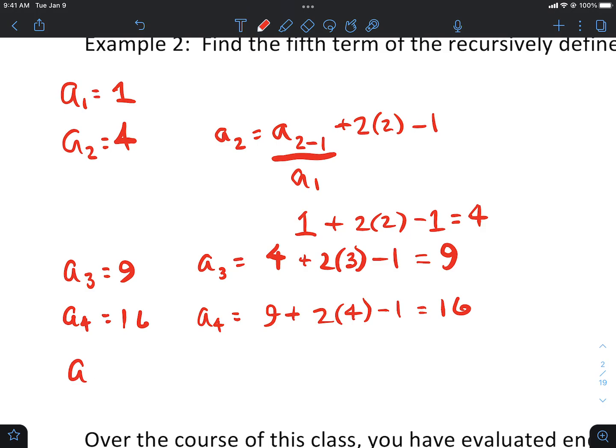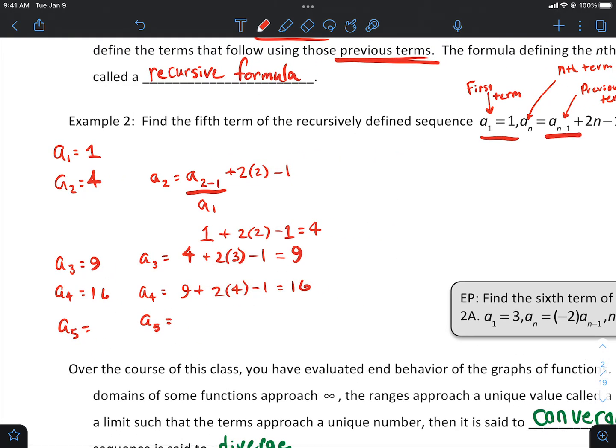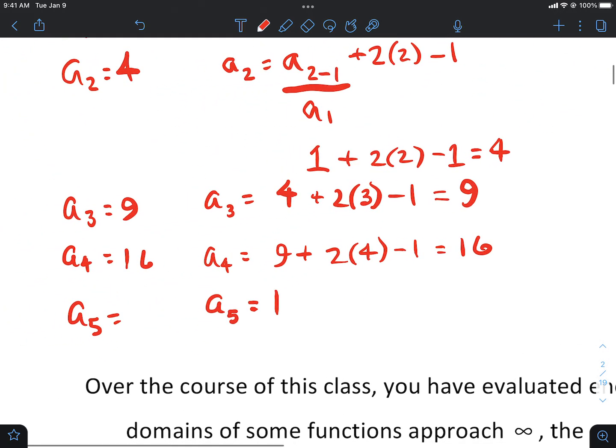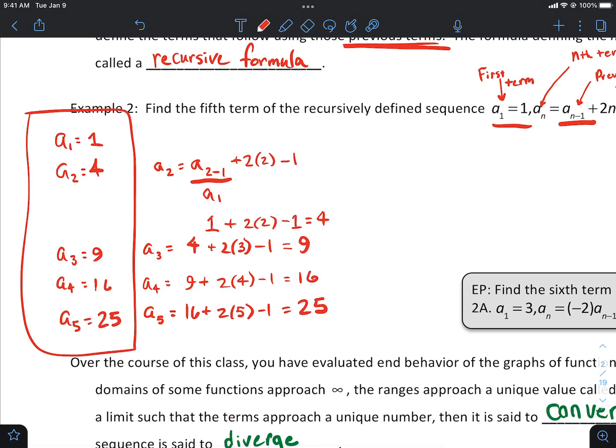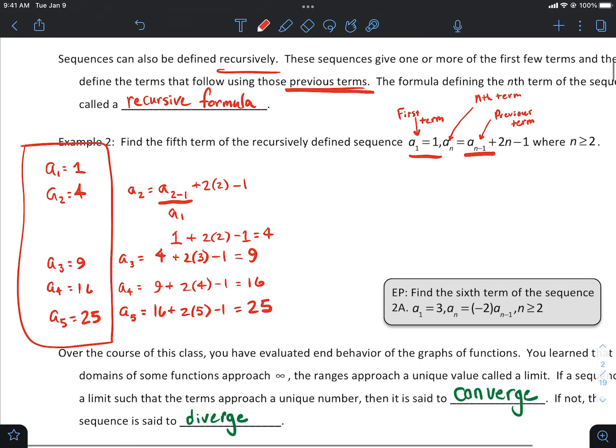All right, and then finally, the fifth term. So take your previous term, that's what the a sub n minus 1 right there is, the previous term, so 16. And then 2 times your n value, which is going to be 5, and minus 1 right here. So it'll be 16 plus 10, and then minus 1, that'll come out to 25. I think it's kind of a coincidence, but these all happen to come out to perfect square numbers right there. So you could probably actually come up with an explicit formula, a more useful formula to go find your next term there. So that is how you do those.